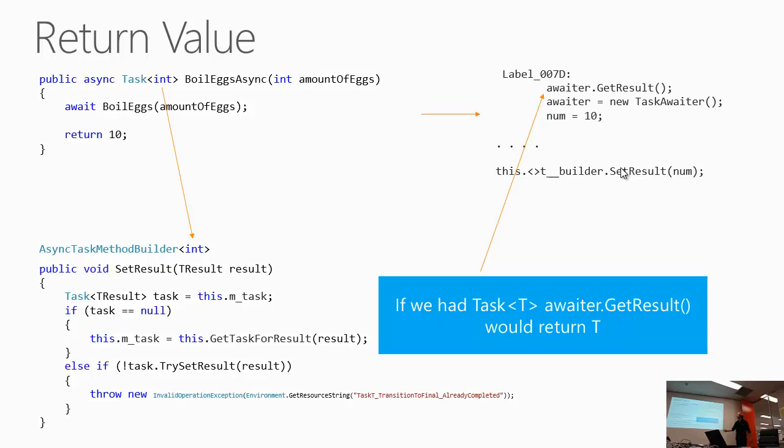Something interesting here, though, is if this method here actually would return a value and have a signature somewhat like this. So let's say that boil eggs here would have returned an integer or task of int. Then the awaiter.getResult here would actually give us T.